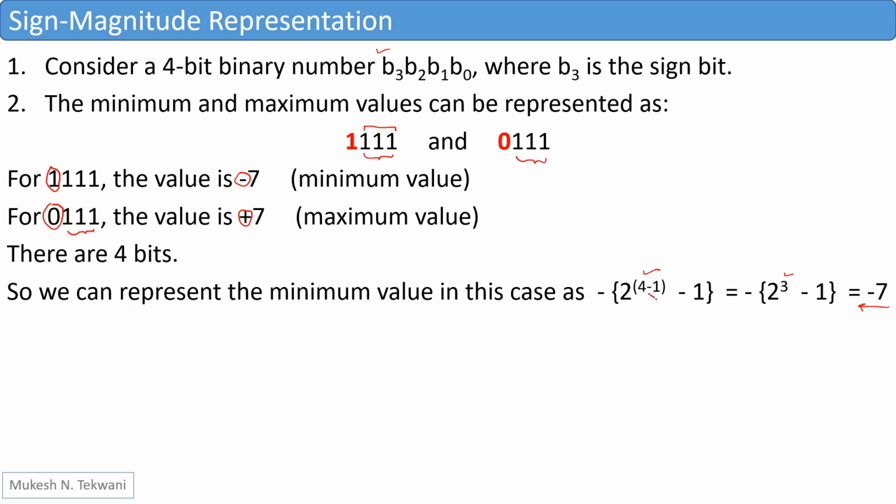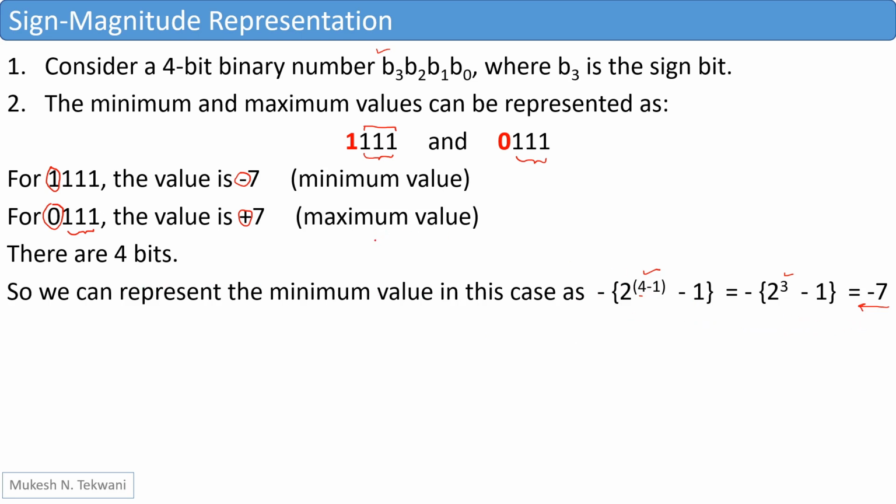Now the question arises, why do we have a 4 minus 1 here? The total number of bits that we have is 4. So that is the reason behind this 4. 4 minus 1 will give us 3. So we can write minus 2 raised to 4 minus 1 minus 1, and that is the negative sign. And therefore the minimum value can be represented in this method.